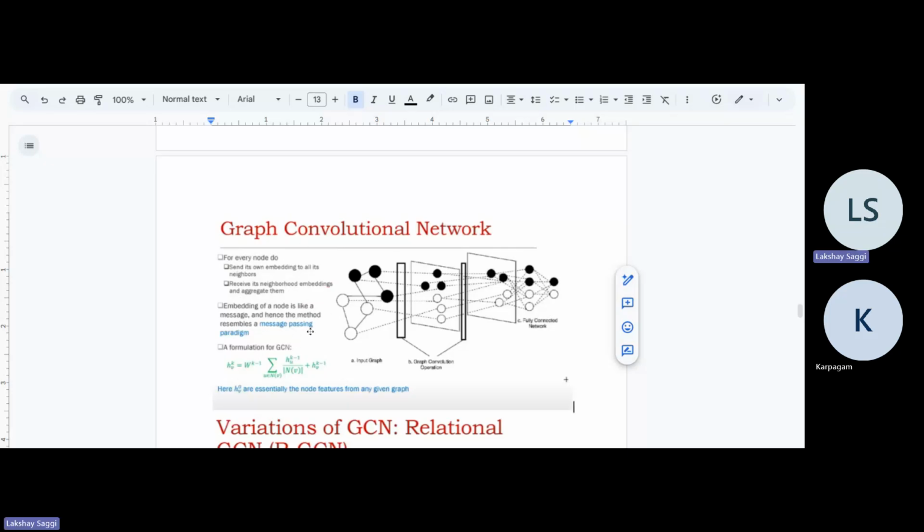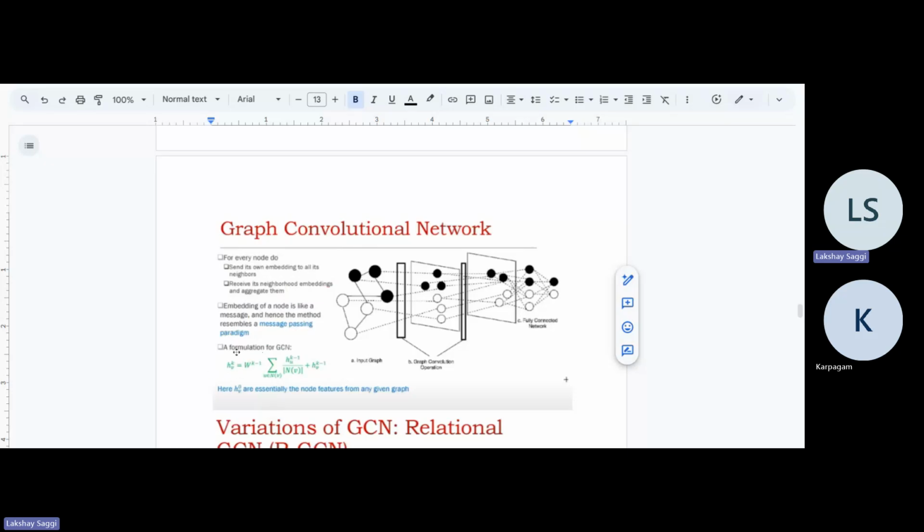So the formulation for a graph convolution network is like this. For a vertex v, you are computing the vector hv, which is the embedding of the vertex v. This is an iterative algorithm, and you can decide by yourself how many iterations you need to do. The more the iterations, the more accurate the result.